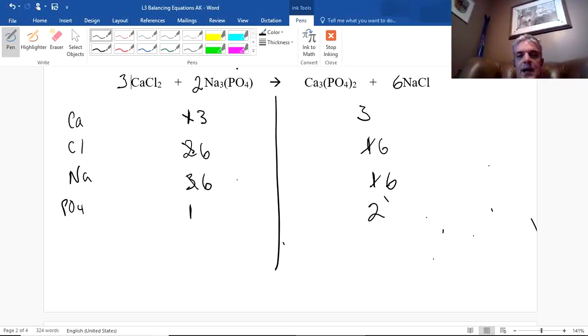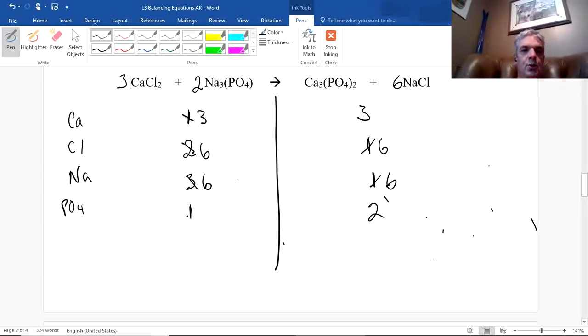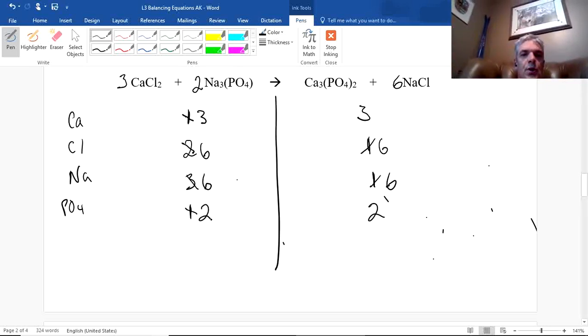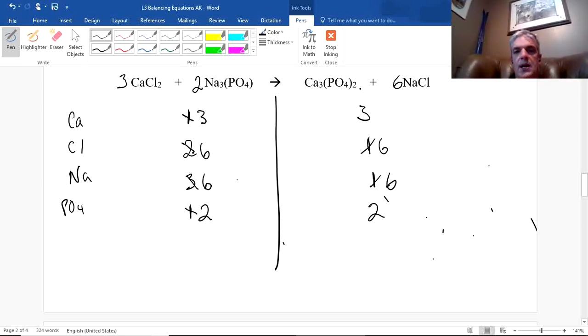All right, so now I have one phosphate on this side times 2, so that makes 2. And I have 2 phosphates right here. Oh, that's already 2. It looks like everything is balanced, but I need to go back and double check. So let's just double check everything. Always do a double check at the end.